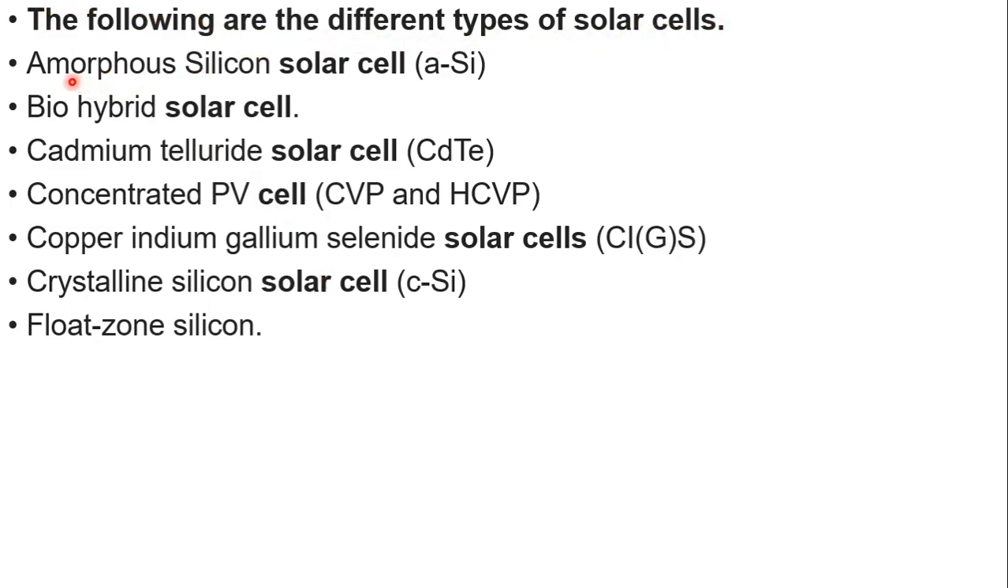The following are the different types of solar cells: amorphous silicon solar cell, ASR, biohybrid solar cell, cadmium telluride solar cell, CDTE, concentrated PV cell, CVP, and SCPVP, copper indium gallium arsenide solar cell, CRGS, crystalline silicon solar cell, CAS, and flat zone silicon.